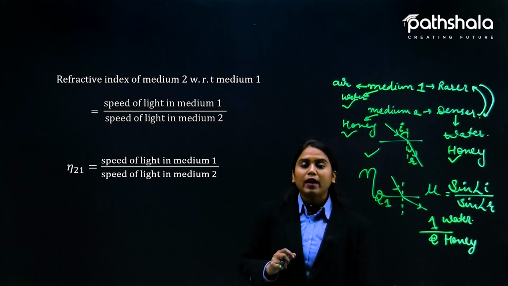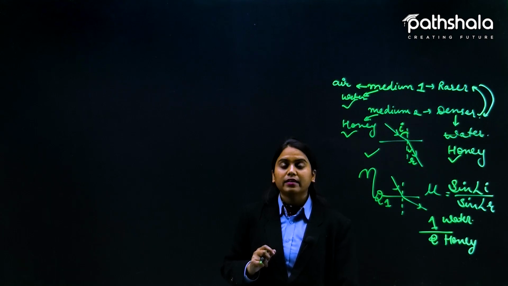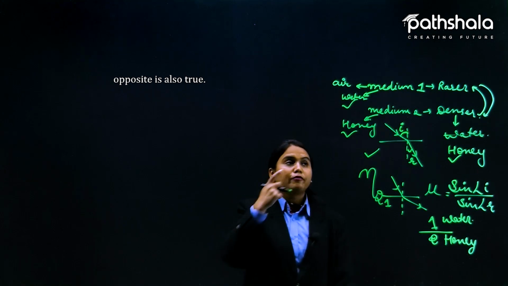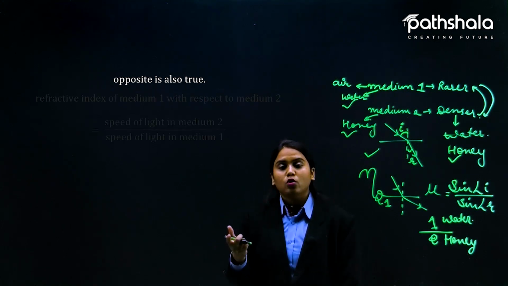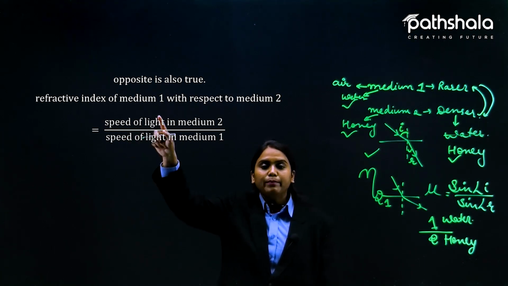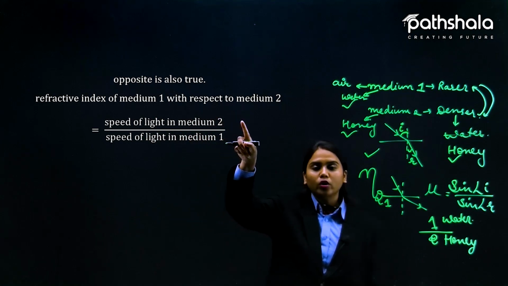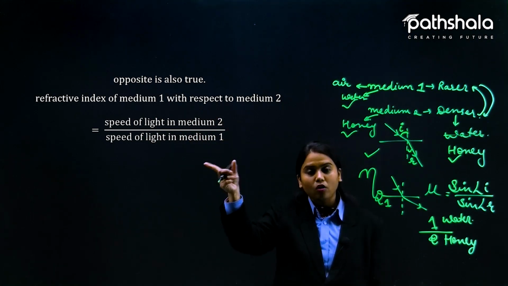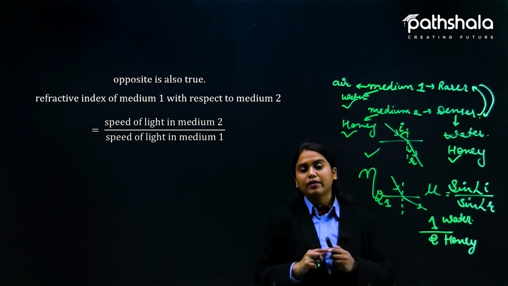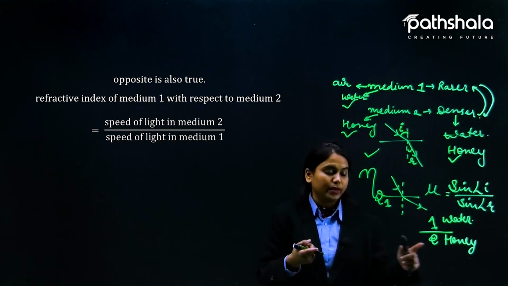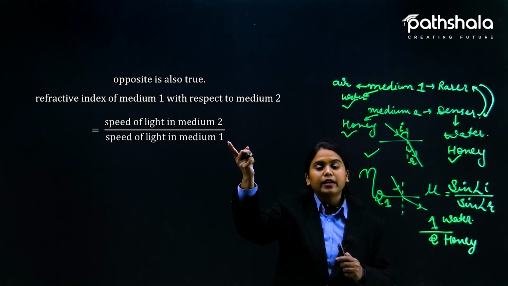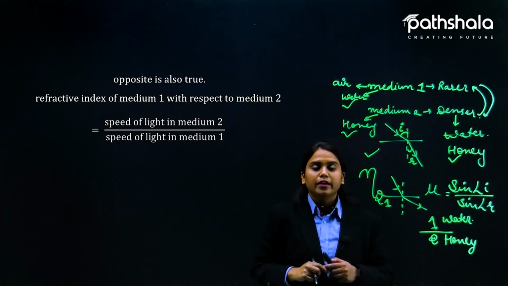Now if I want to find the refractive index the opposite way, the refractive index of 1 with respect to 2, what are we going to do in this case? We will keep the speed in medium 2 in the numerator part and medium 1 in the denominator part. Like, if I had to find the refractive index not of honey but of water, but in comparison to what? In comparison to honey. Then I have to put honey on the top and the speed of light in water in the denominator part.